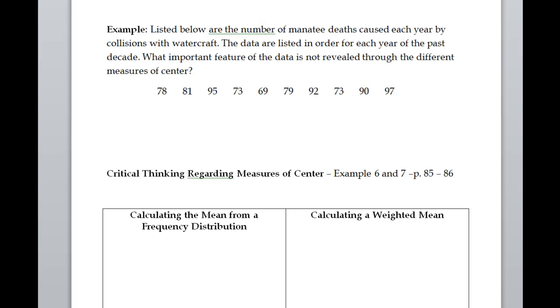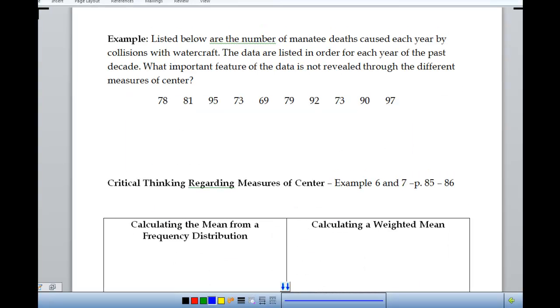They tell us that it's listed in order for each year. So what might we want to know about? How things are doing what? Now, and what else? What was that last letter in that CVDOT? Time. How are these deaths changing over time? We need to try that to change some things about the way that we're protecting the manatee. Okay, so yeah, we could find the measures of center, but something that would probably be more interesting to us in this case is time, since we know that this data is given to us in order of each year.